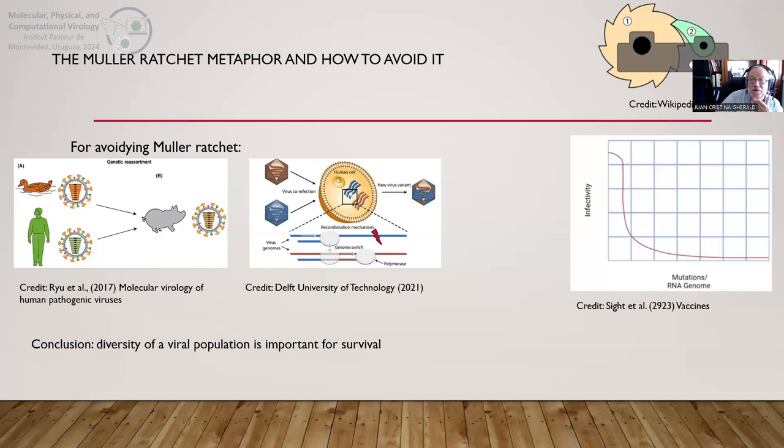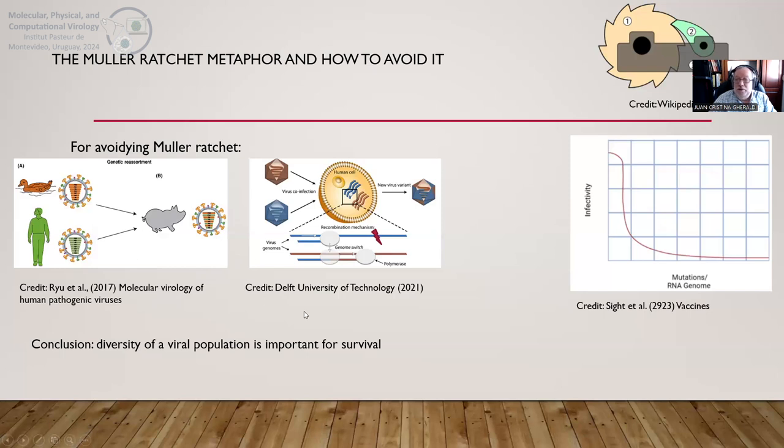How to avoid the Muller's ratchet? Well, because we have substitutions and mutations, there are other ways you can avoid the Muller's ratchet. There are two main mechanisms, there might be others, but two main mechanisms that are different, sometimes complementary, sometimes not, to avoid the Muller's ratchet.